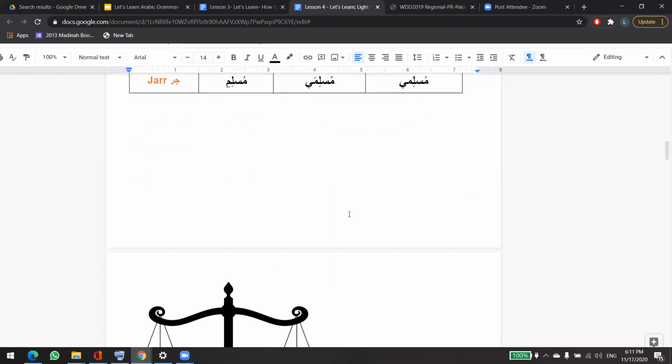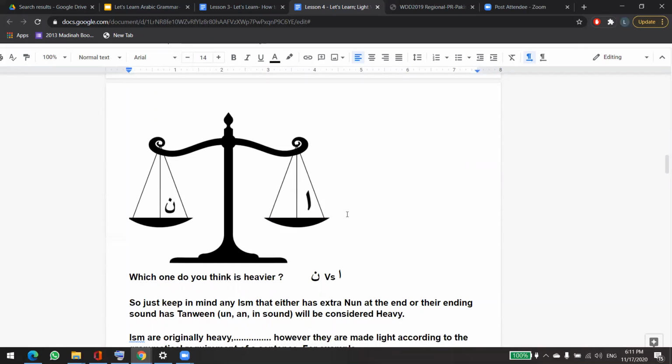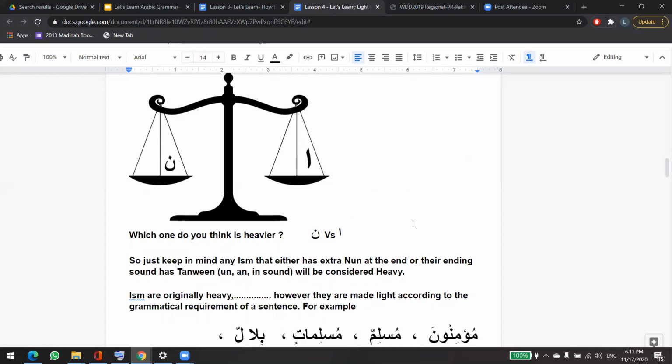Okay, so to make a basic concept of a light and heavy ism, just look at this picture. This is just a picture of a physical balance, and alif is on one side while noon is on the other side. This is not about a grammar rule, just to have a concept that alif is slender, thin, and noon is thick. So which one do you think is heavier? Noon would be heavier.